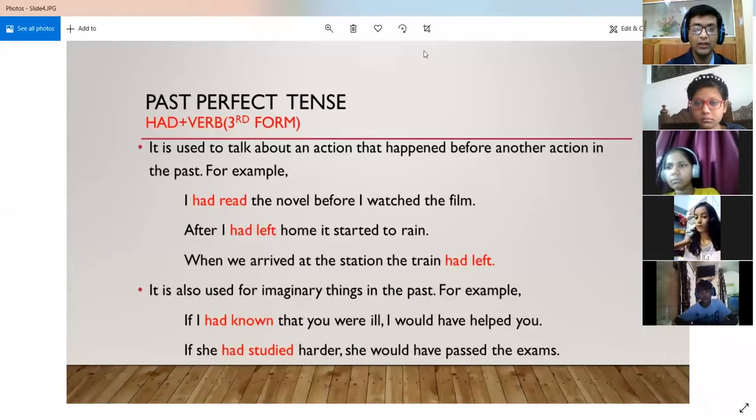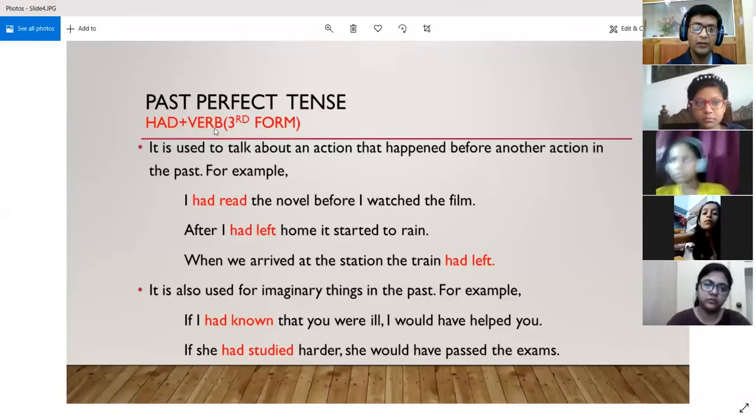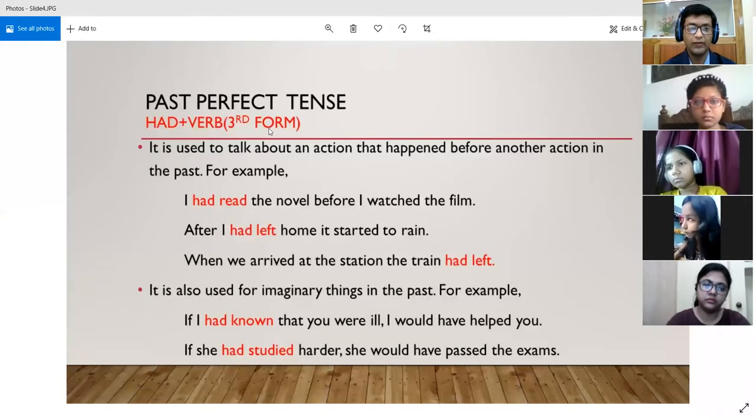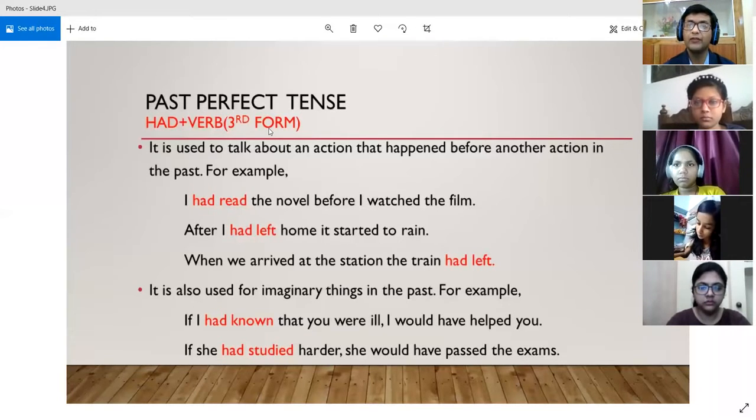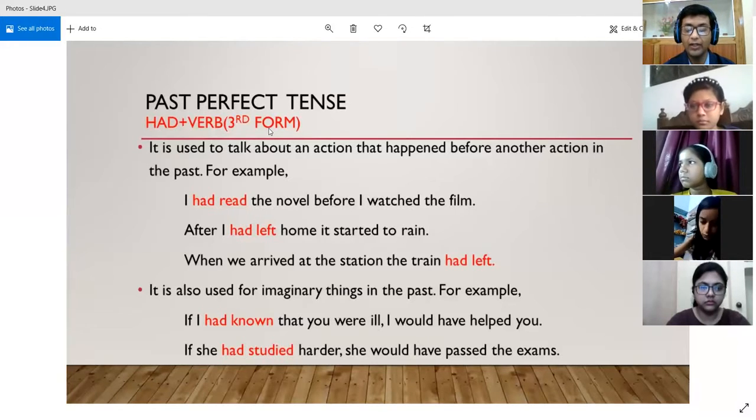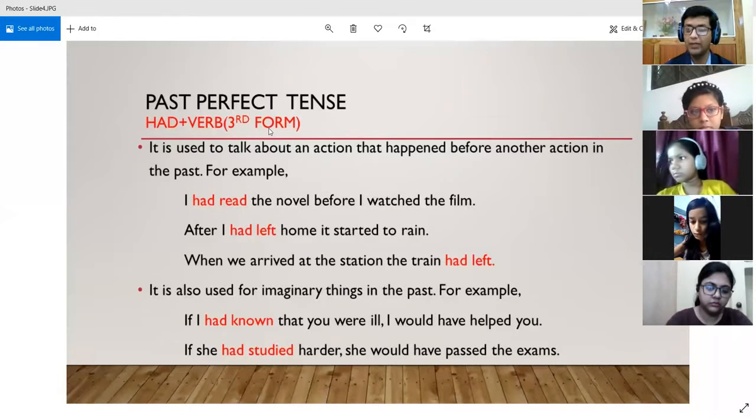Now you see that the form that the past perfect tense takes is had plus the third form of the verb. So now we start with the uses. The first use of past perfect tense is that it is used to talk about an action that happened before another action in the past. Both happened in the past, but one happened before the other. One will happen first and the other afterwards, but both of them happened in the past.